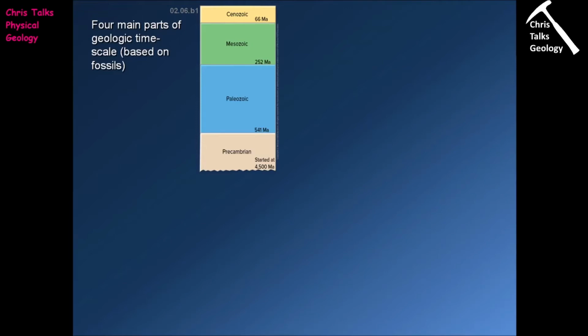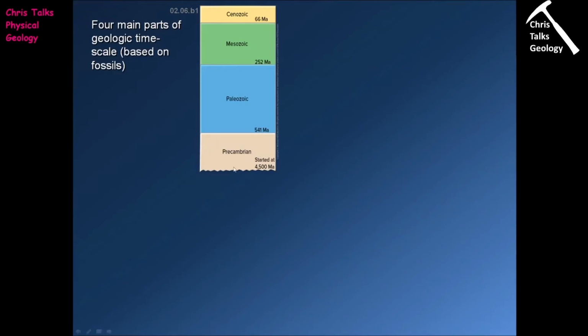So we can see that the geologic timescale is going to start at about 4.5 billion years ago. So that's 4,500 million years. And it's going to go through to the present day, which is at the top of the timescale here. And you can see that the geologic timescale is split into 4 broad units.